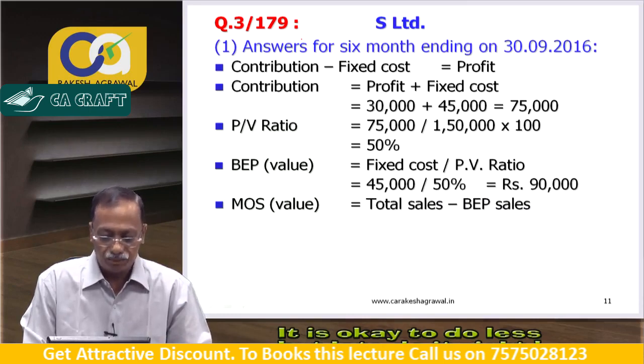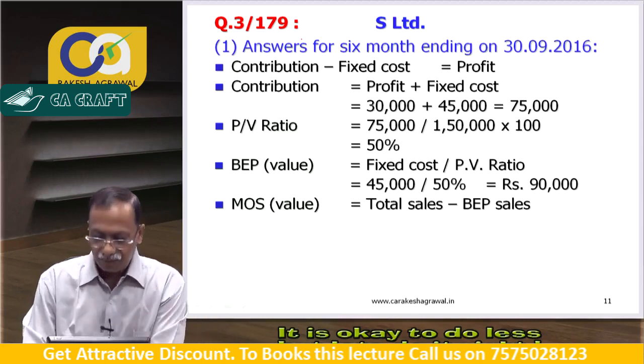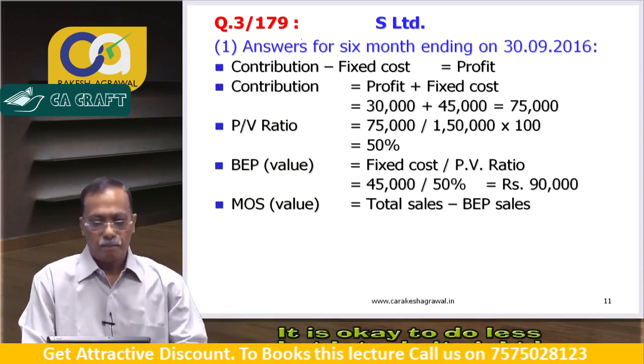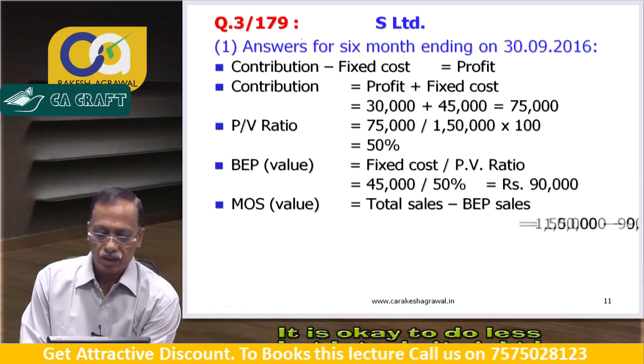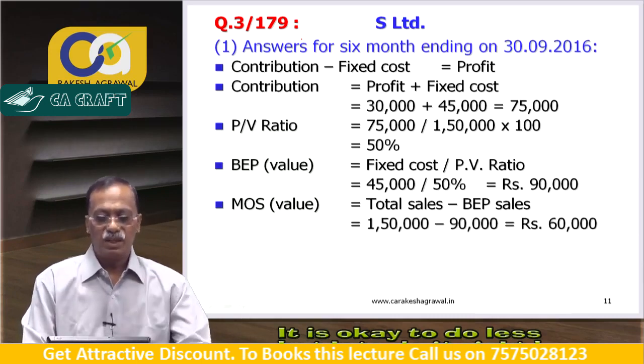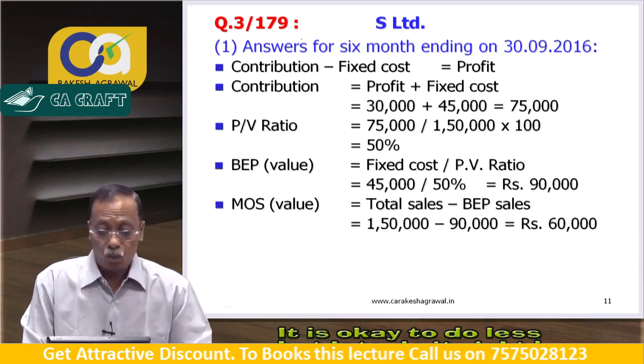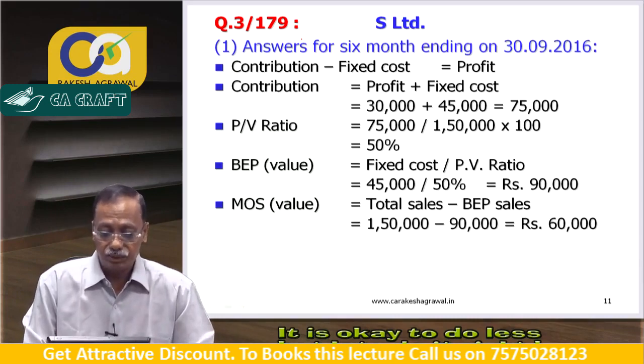And MOS value, margin of safety in value, is equal to total sales minus BP sales, is equal to 1,50,000 minus 90,000 is equal to rupees 60,000.